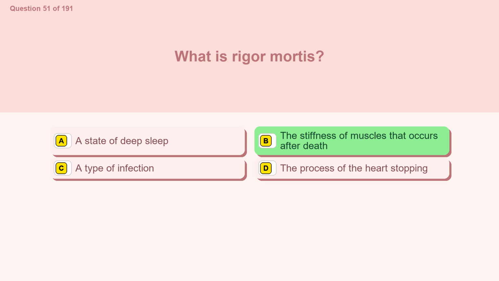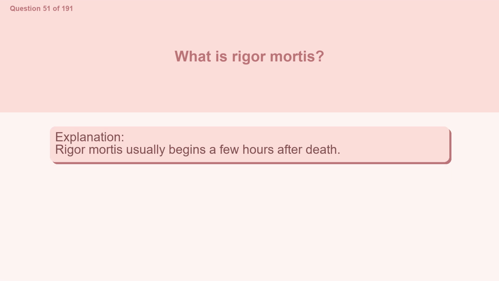The correct answer is option B. The stiffness of muscles that occurs after death. Rigor mortis usually begins a few hours after death.